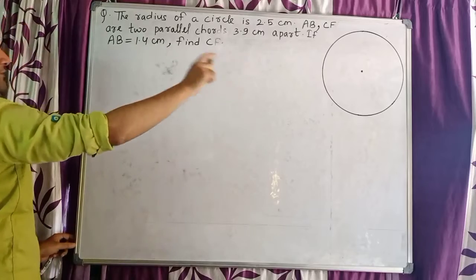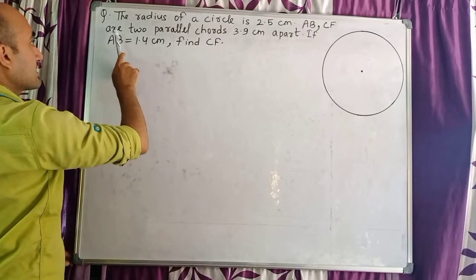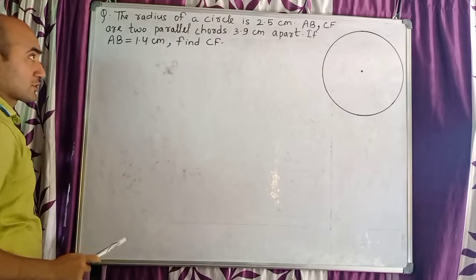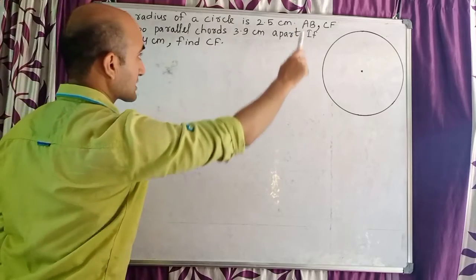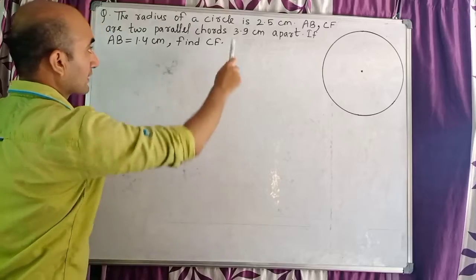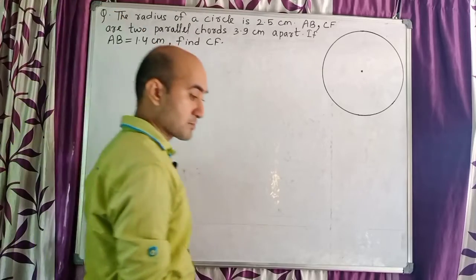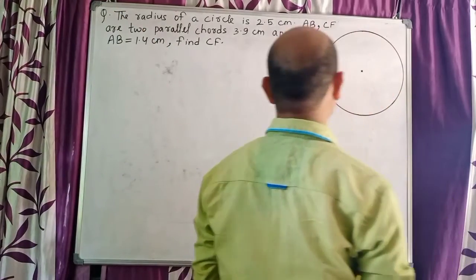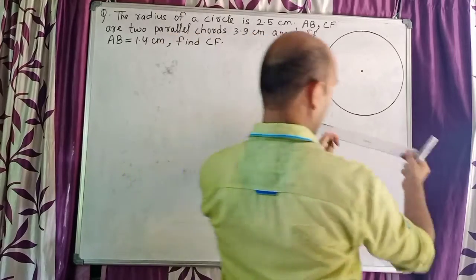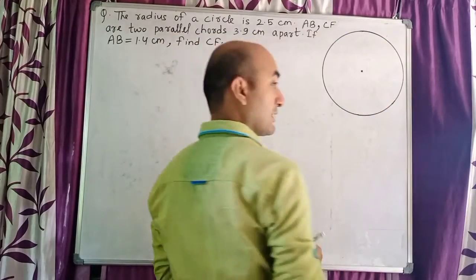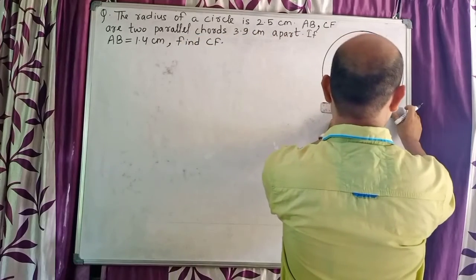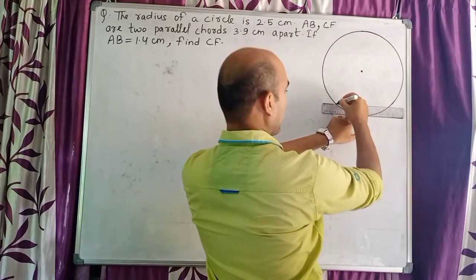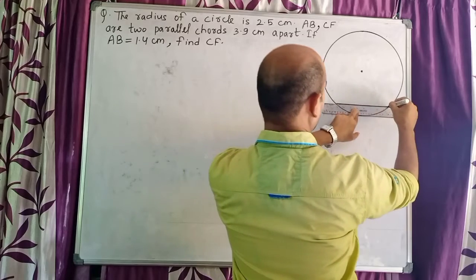AB and CF are the two parallel chords and they are 3.9 centimeter apart. Distance between these two chords is 3.9 centimeter. So let us begin first with your chords. Let me draw two chords, one is AB and the second one is CF. First I am drawing AB. So this is my chord AB.